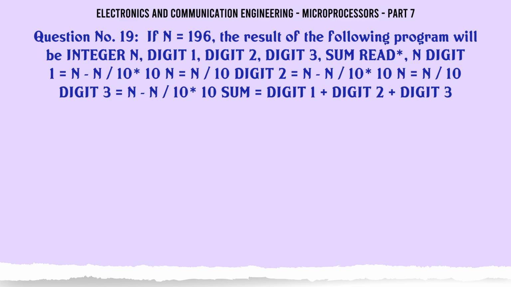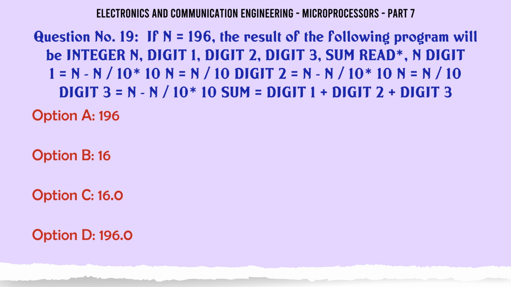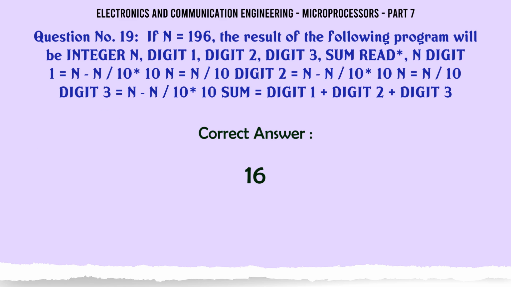If n is 196, the result of the following program will be: integer n, digit1, digit2, digit3, sum; read n; digit1 = n - (n/10)*10; n = n/10; digit2 = n - (n/10)*10; n = n/10; digit3 = n - (n/10)*10; sum = digit1 + digit2 + digit3. A, 196. B, 16. C, 16.0. D, 196.0. The correct answer is 16.